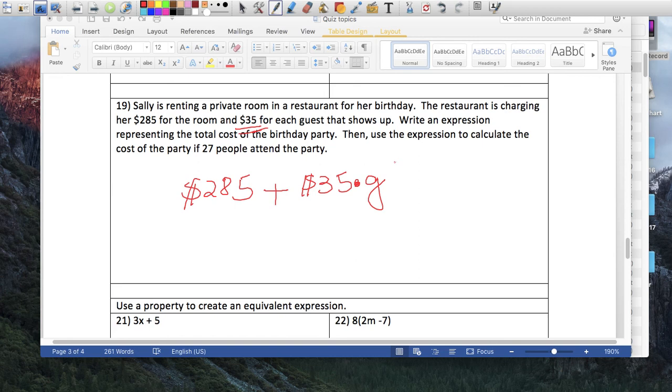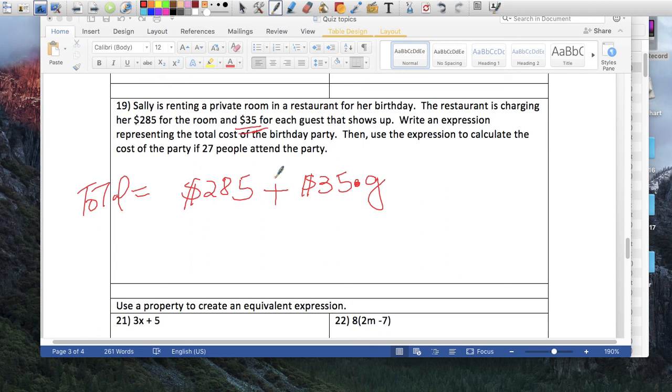So if you have 1 guest coming, it would be $285 plus $35 times 1 guest, which is just $35. If you had 3 guests coming, it would be $285 for sure, plus 35 times 3. If you had 10 guests showing, it'd be $285 for the room, plus 35 times 10, because it's $35 per guest, and then you would add these two. So here's my expression for the total that Sally's going to pay. This is the expression she can use at the end of the night to calculate how much she's going to pay.